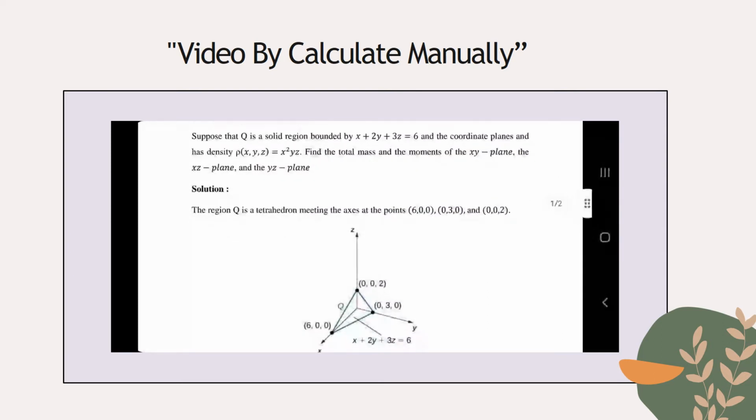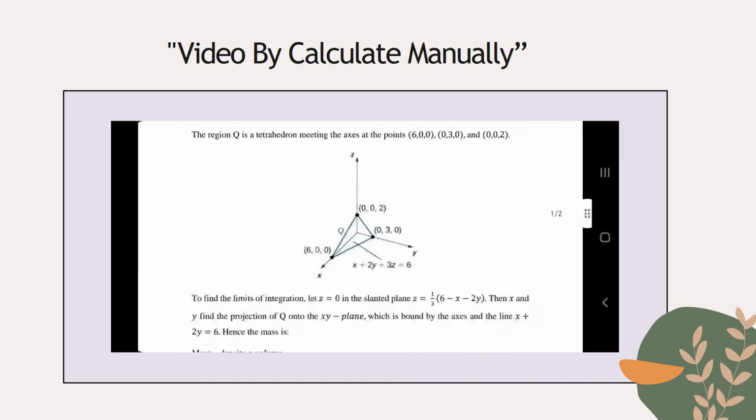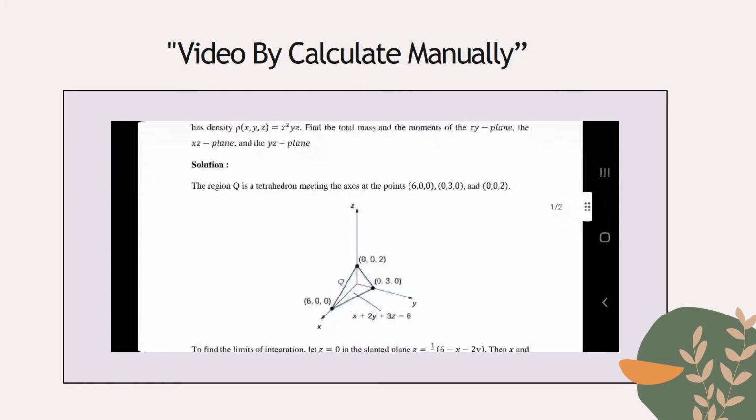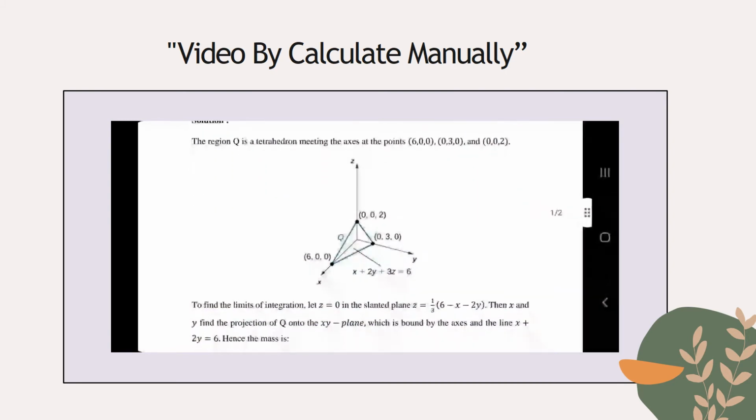Solution. The region Q is a tetrahedron with vertices at the points (6,0,0), (0,3,0) and (0,0,2). The figure shows the coordinates on the xyz plane, and x + 2y + 3z = 6 is the solid region bounded by the equation.